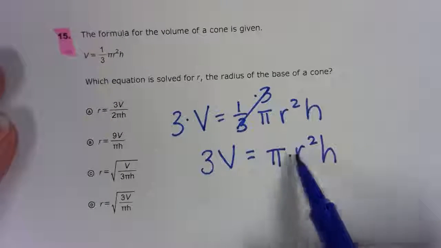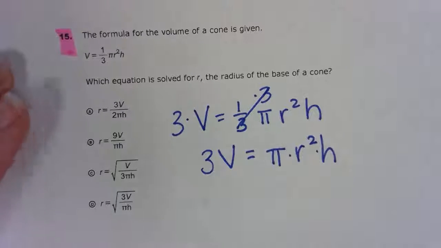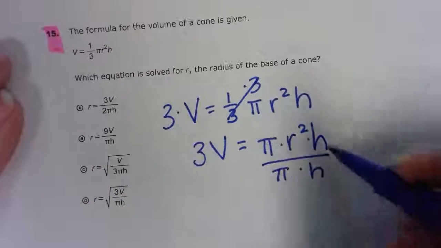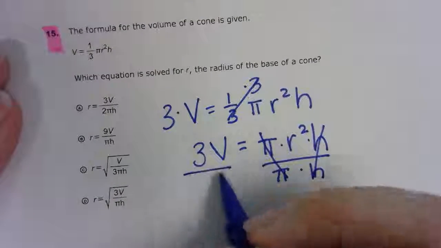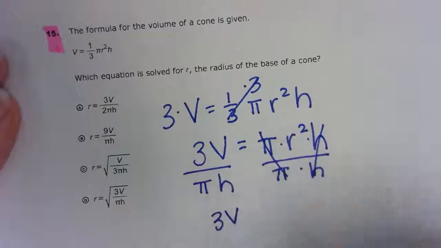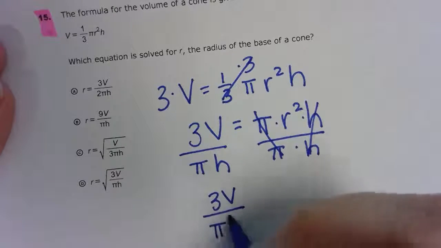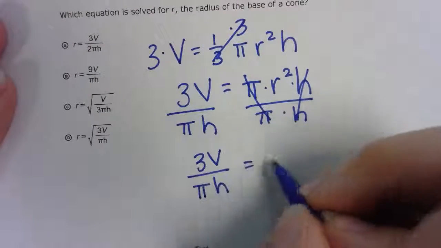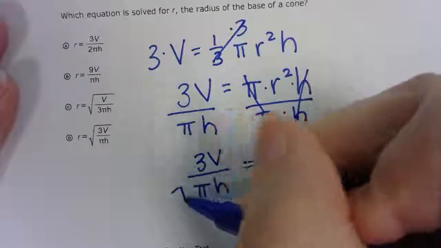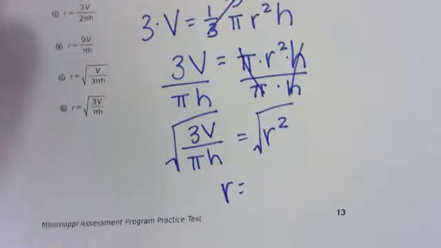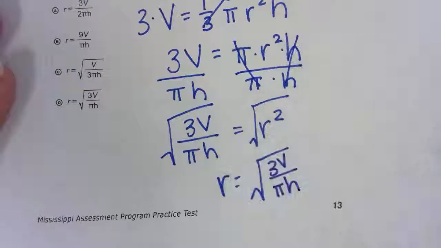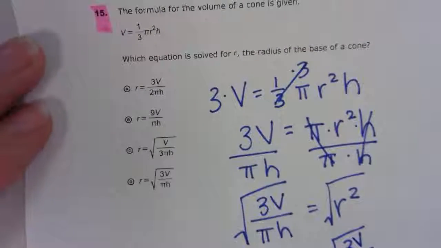Now, all of this is being multiplied, and I want to get rid of the pi and the h, which means I could divide by them at the same time, because those cancel out and those cancel out. Then I have 3v over pi h equals r squared. How do you get rid of a squared? The inverse of squaring is the square root. So that means that r is equal to the square root of 3v over pi h, which is D.